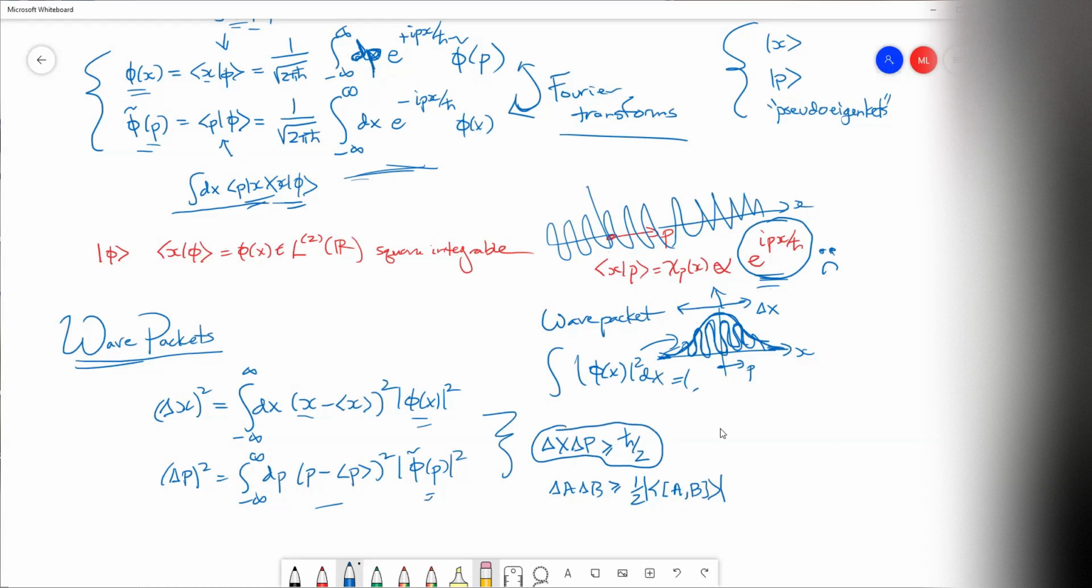And you see, in this language, it's just a property of Fourier transforms. It's just a property of wave mechanics. But we derived it using general notions about Hilbert spaces and operators on Hilbert spaces. So I'll post this on Canvas later today.